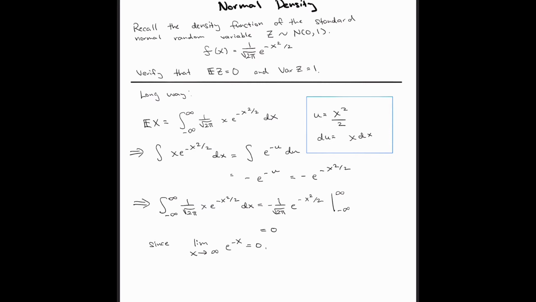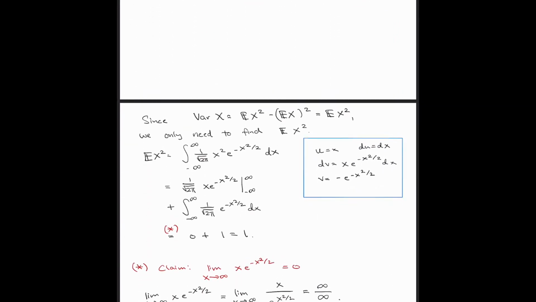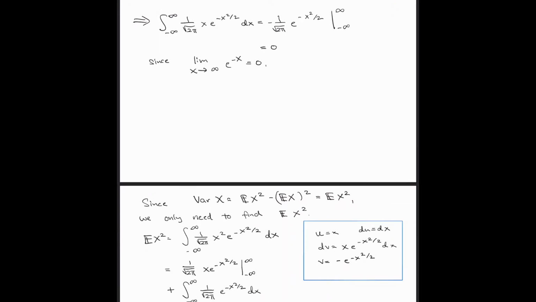And now let's look at variance. Note that this is the definition of variance: we have E[X squared] minus E[X] quantity squared. But here in our normal random variable, E[X] is 0, so this just leaves us with E[X squared]. So we only need to find what E[X squared] is.